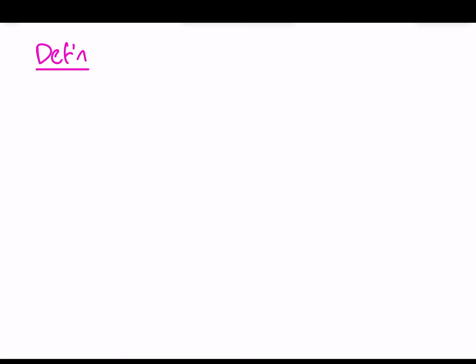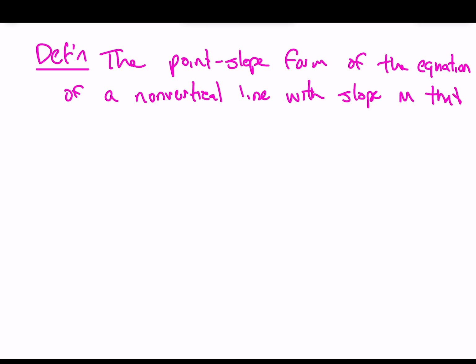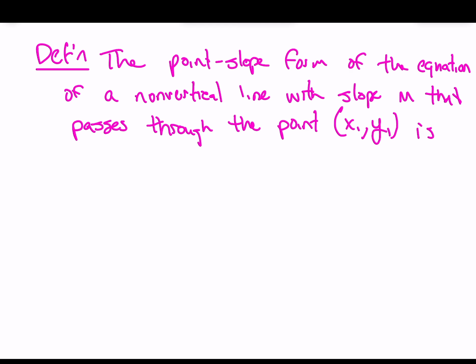Definition. The point-slope form of the equation of a non-vertical line with slope m that passes through the point (x1, y1) is y minus y1 is equal to m times x minus x1.